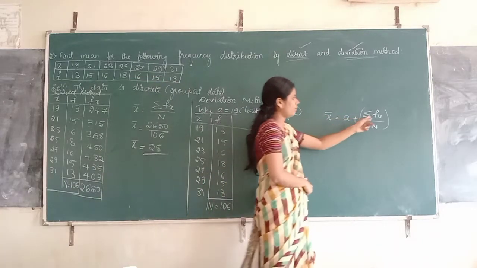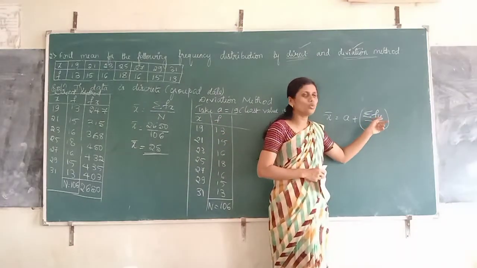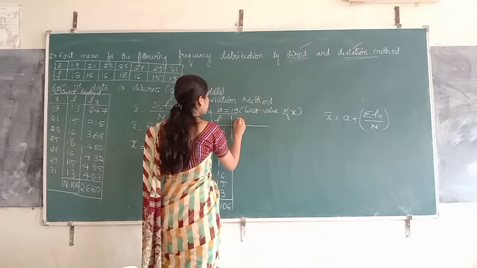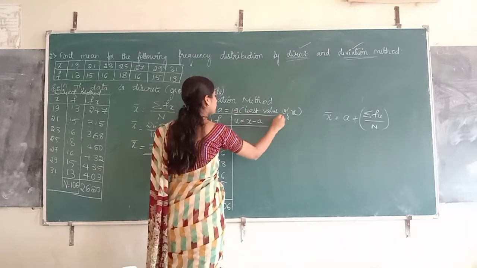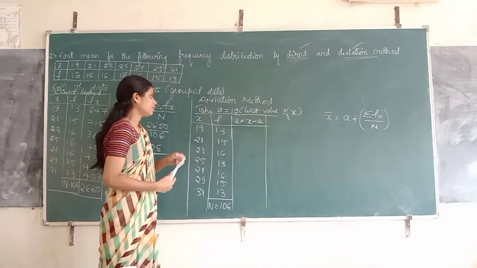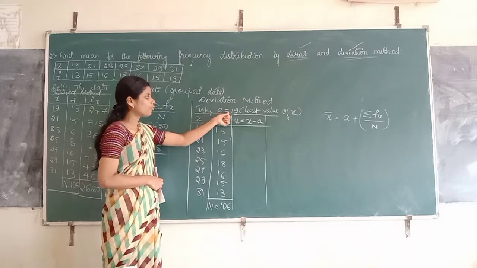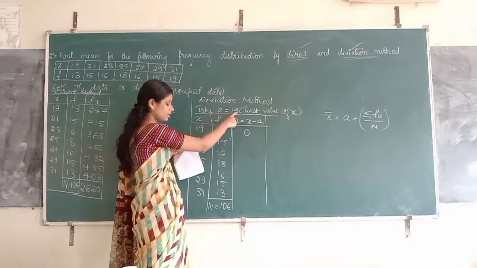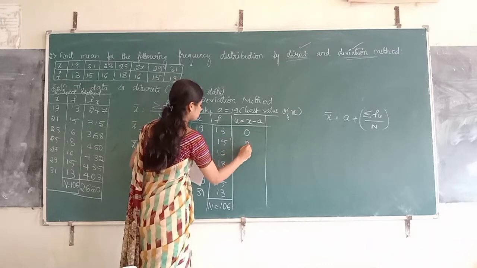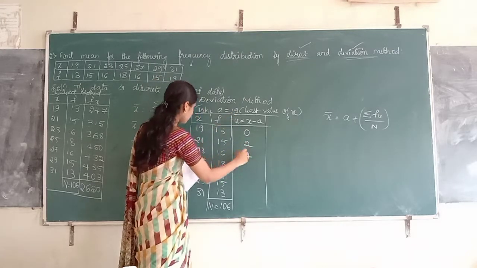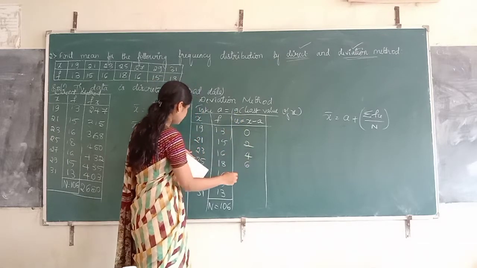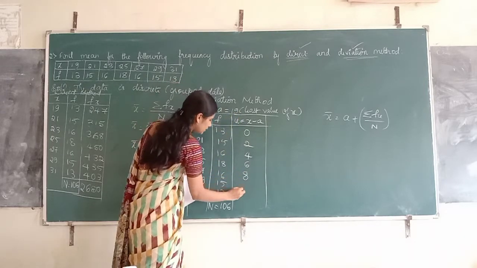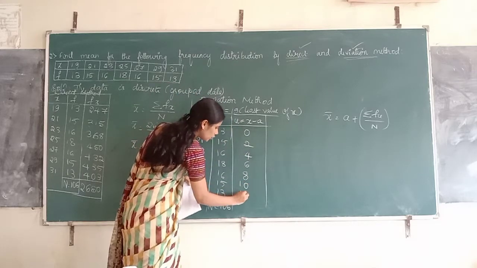Next you need f. F is there in the question. Next you want u. What is u? So you have to calculate u in the table. U formula is x minus a. That means you are going to subtract a from these values. 19 minus 19 it is 0. Next 21 minus 19 it is 2. 23 minus 19, 4. 25 minus 19 it is 6. 27 minus 19 it is 8. 29 minus 19 it is 10. Next 31 minus 19 it is 12.